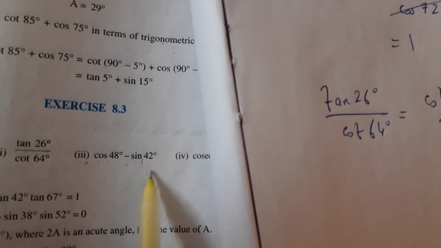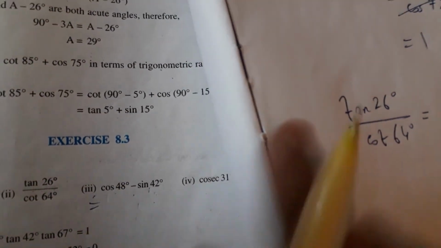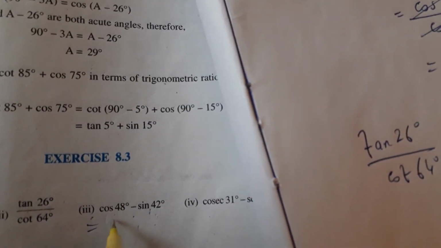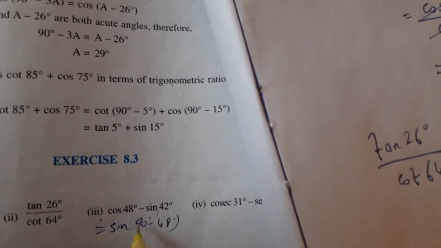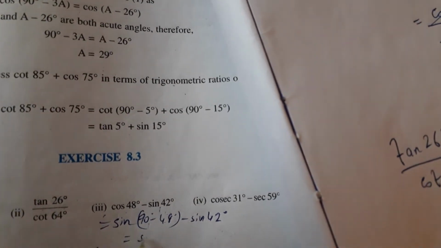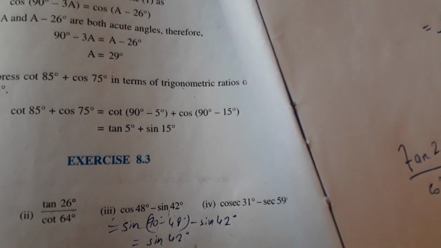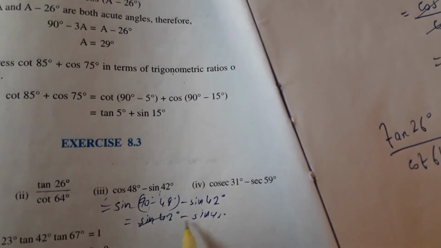Now see students, here 48 plus 42 is 90 degree. Here I am doing cos theta is equal to sin 90 minus theta, so sin 90 degree minus 48 degree minus sin 42 degree. Now sin 42 degree minus sin 42 degree, plus minus will be cancelled out and the answer will be 0.